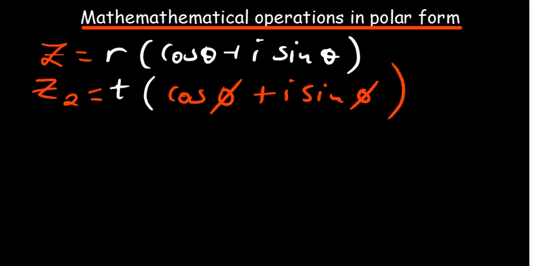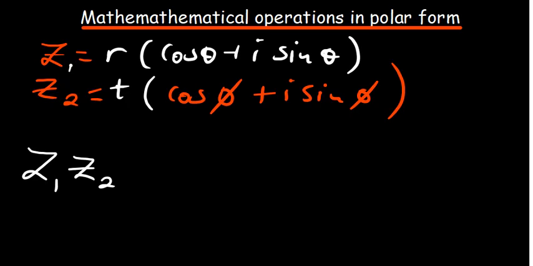So we have two different complex numbers, both written in polar form with different absolute values r and t. Now, assuming they ask you to multiply these two, or find the product of these two complex numbers, how do you approach such a question? What are you expected to do?